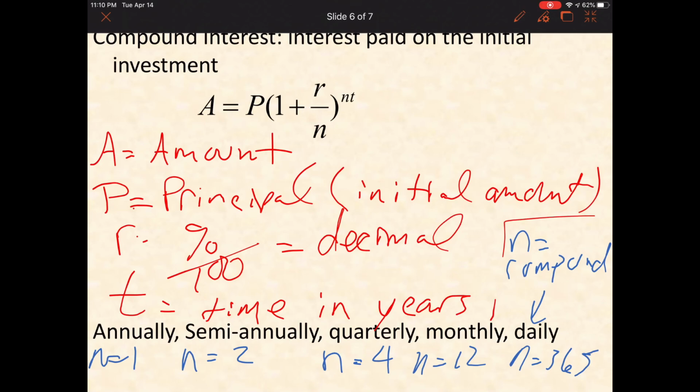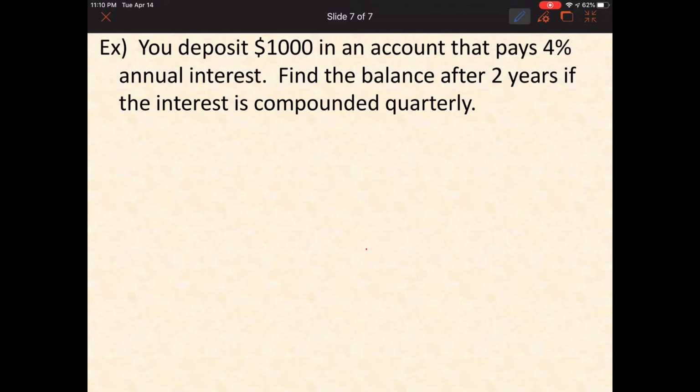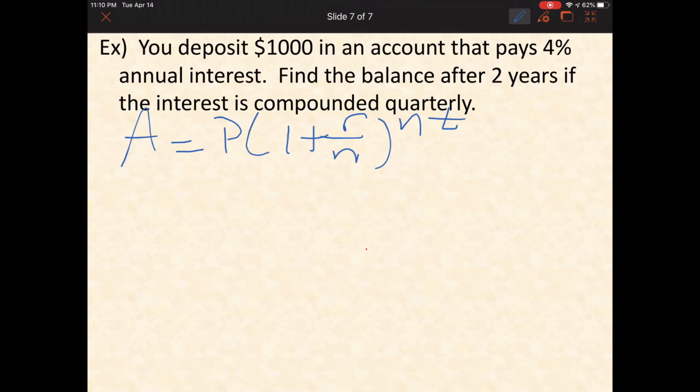Okay? So we go to an example, and this really isn't that tough. We just have to label everything. You deposit $1,000 into an account that pays 4% annual interest. Find the balance after 2 years if the interest is compounded quarterly. Let's label everything, okay? So again, I'm going to write down the formula. I'm going to label everything. I'll put in the formula.